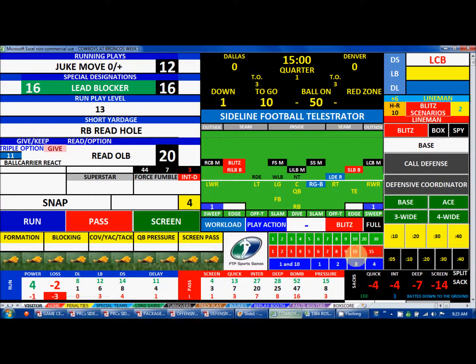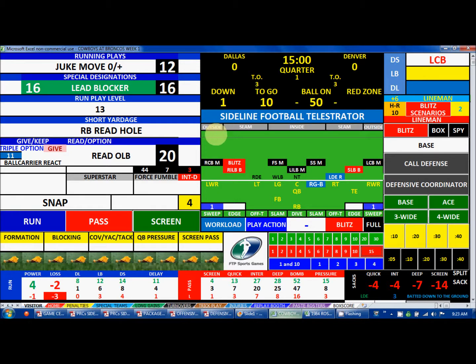Go back, now it's at the 30, and you're back at midfield. So just beneath that, we see one of the most fun things about the Sideline Football Computer Game Center.